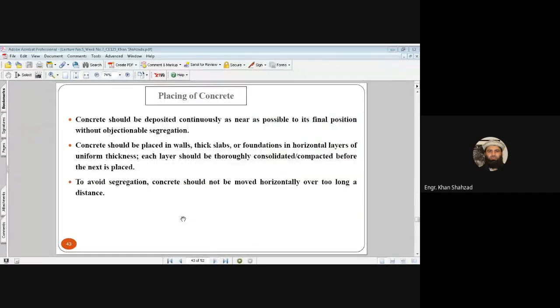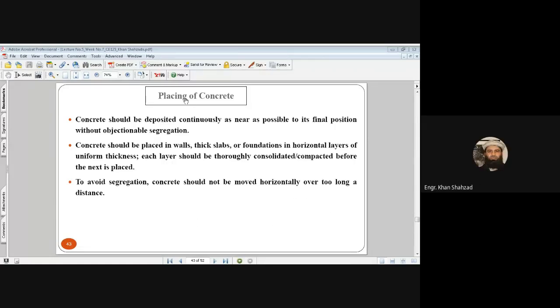Is it okay beta? Transporting of the concrete clear है beta? Yes sir. Any question? इसमें कोई question है आप लोगों का transportation of concrete में? No, sir.